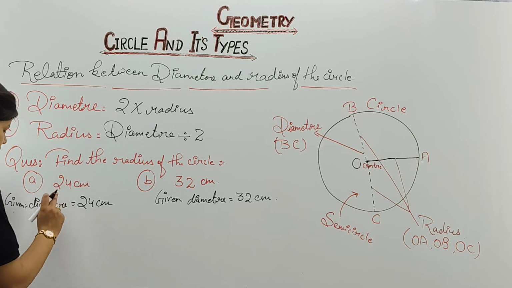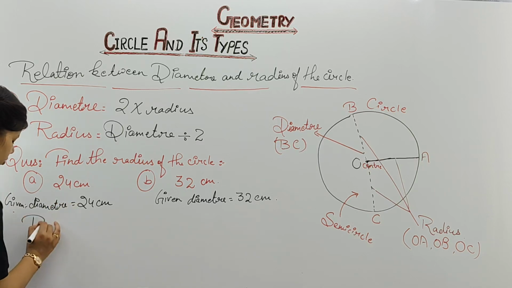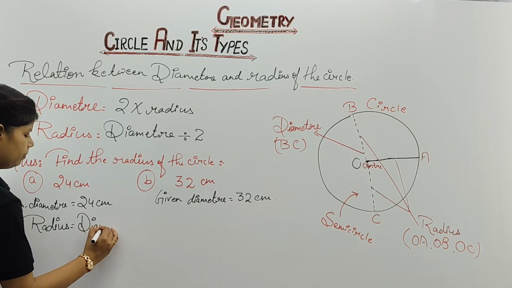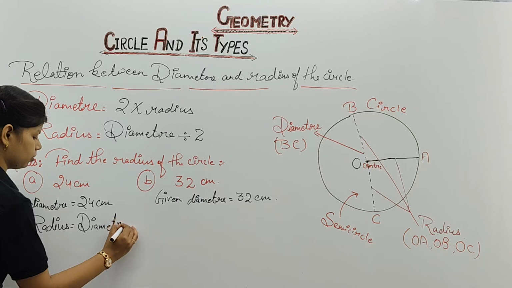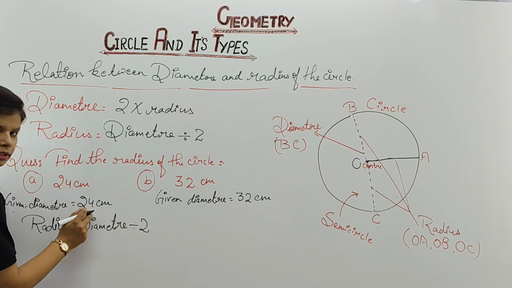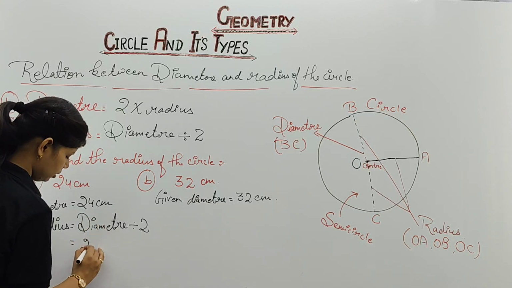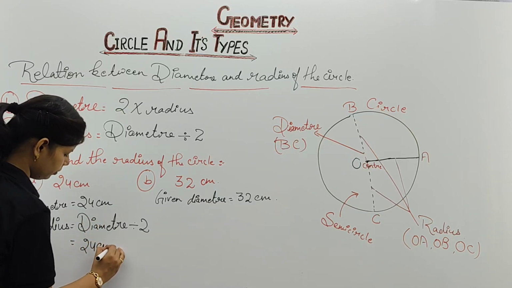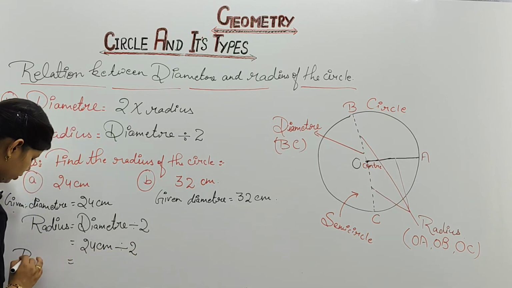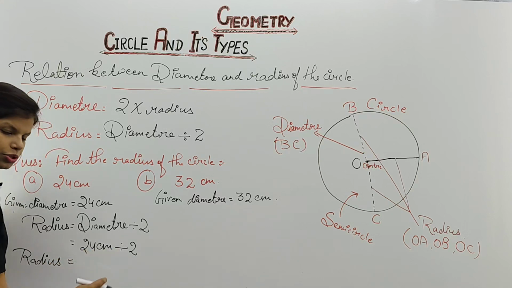Clear? Now if your diameter is 32, what is the formula? Radius equal to diameter divided by 2. Your diameter is what? Your diameter is 24 centimeter divided by 2. Can you guess what is the answer? What radius you are going to get from here? When you are dividing 24 by 2, your answer is?